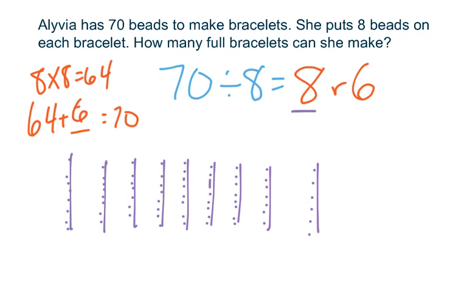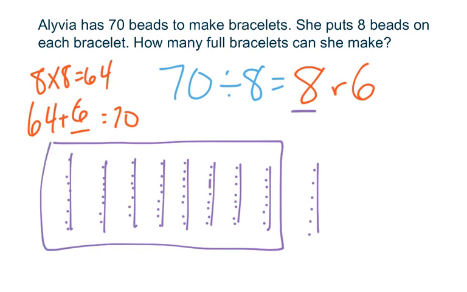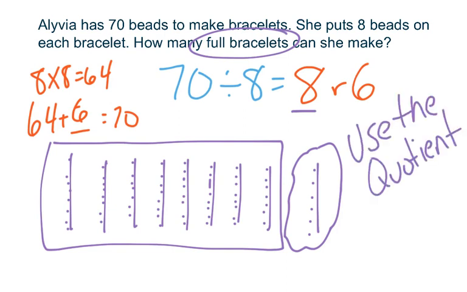Now my question says she puts 8 beads on each bracelet. So all of these bracelets right here have 8 beads on them, but this one only has 6. That one's not a full bracelet. So if I wanted to know how many full bracelets she can make, this is going to be a use the quotient problem. And when I identify the quotient in my problem, that's right here. So my quotient is 8, so I have 8 full bracelets.